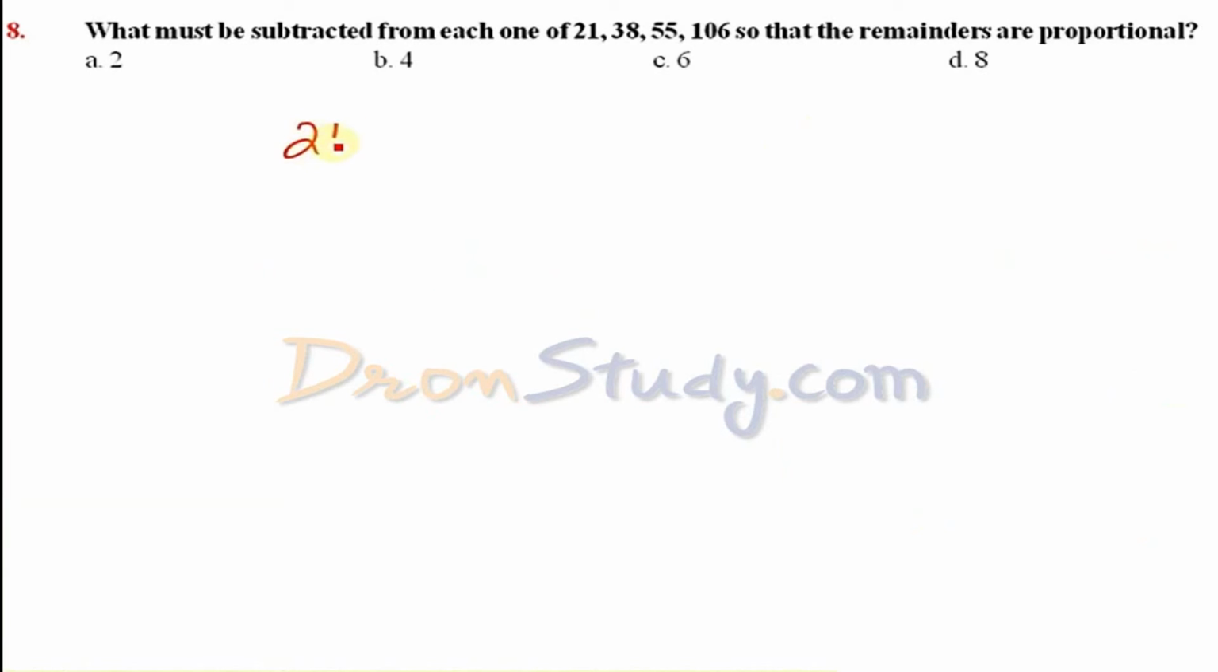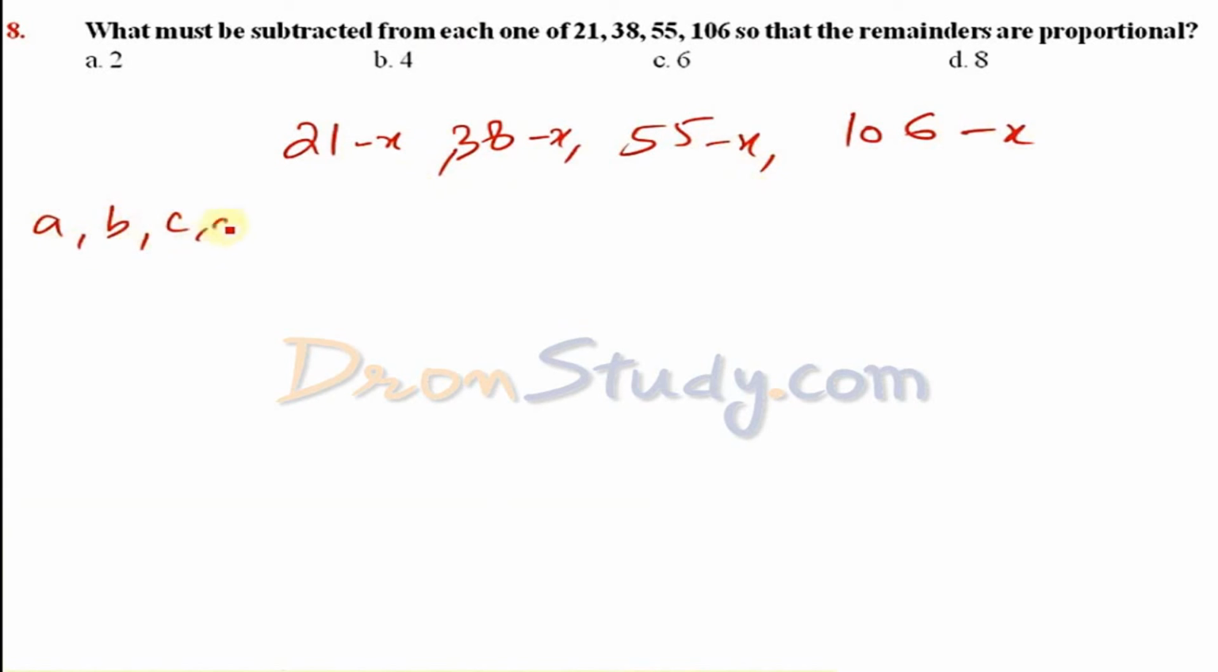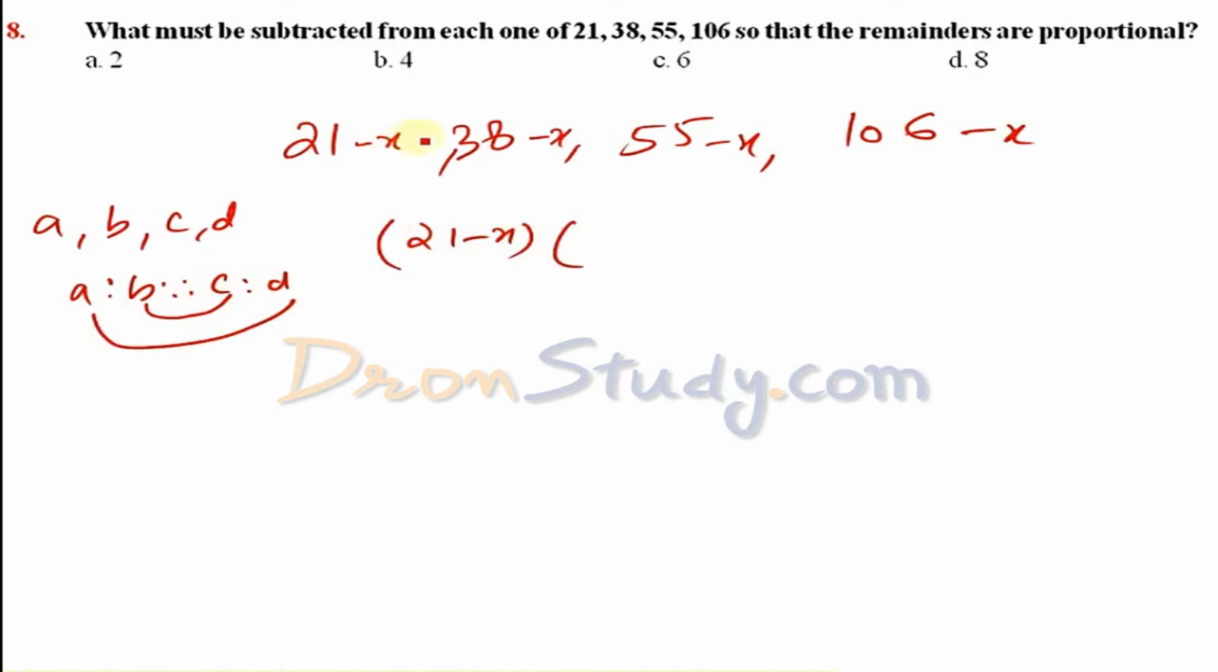Given that 21, 38, 55, 106. Now we have to calculate a number which is subtracted from each of the terms. So subtract x, x, x and x. Now these four numbers are in proportion. If four numbers A, B, C, D are in proportion, in that case A is to B proportion C is to D. In that case product of middle is equal to product of extremes, means 21 minus x into, because these two we will write like this.